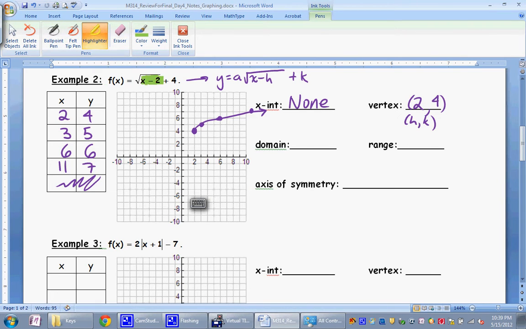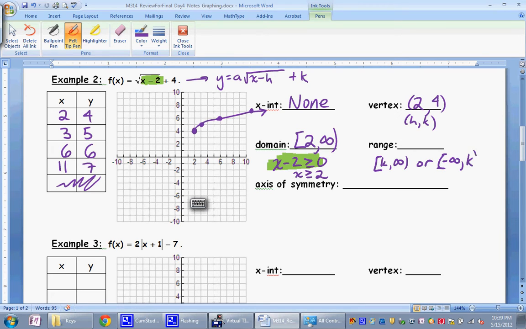So x minus 2 should be set greater than or equal to 0. And you solve it, you get x is greater than or equal to 2. That means that x goes from 2 to infinity with a square bracket at the 2. For your range, it's that same thing again, k to infinity or negative infinity to k.